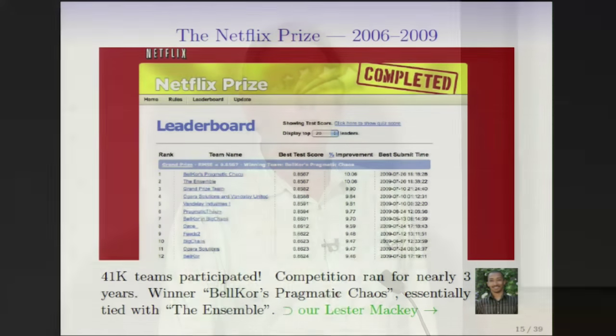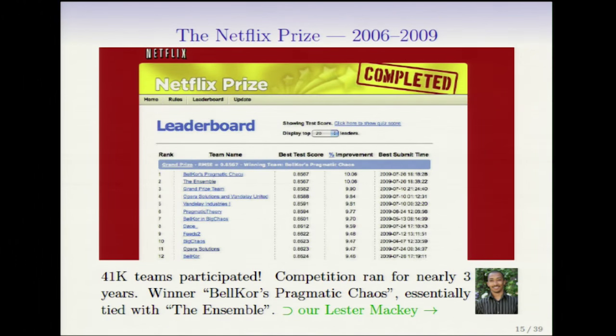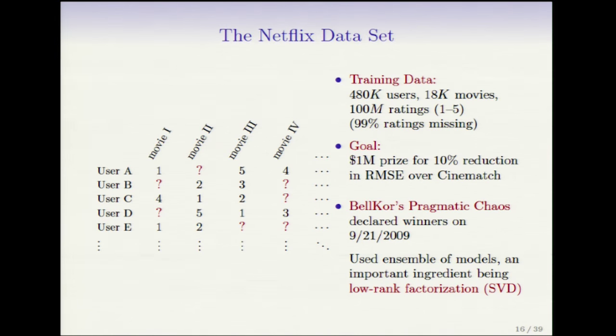But it turns out that since they tied, they chose the winner according to who submitted the final prediction earliest. So it was based on time. That was the rules of the competition. So Lester Mackey is in the stats department. He's an applied statistician, and he's a great addition to the department.